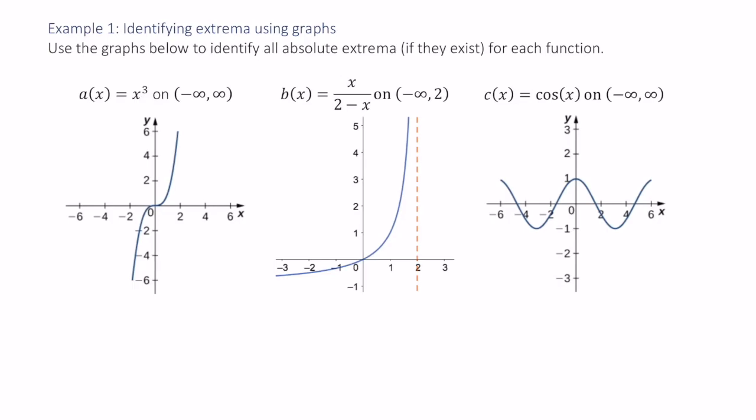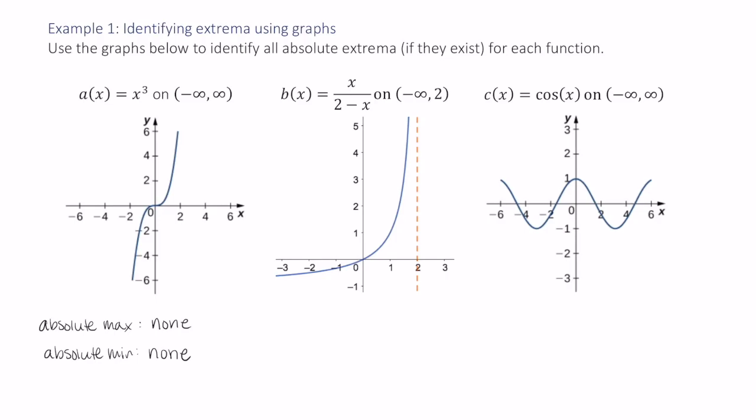Welcome. In this video, we're going to use the graphs below to identify absolute extrema, if they exist, for each function. And "if they exist" is key, since not all of these will have absolute extrema. So this first one, a of x equals x cubed, on all real numbers, has no absolute maximum and no absolute minimum. What about our next function?